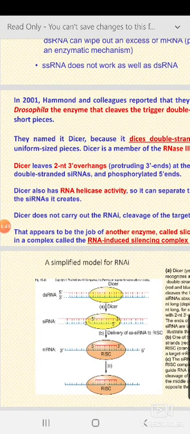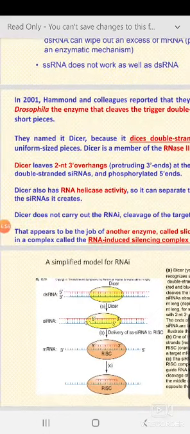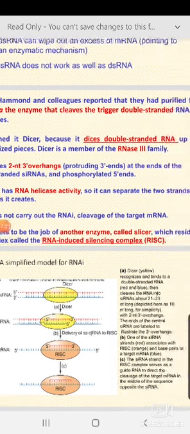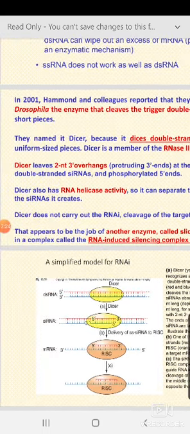Dicer cleaves leaving a 2 nucleotide 3' overhang. That means we have 2 extra nucleotides on the 3' side at the end of the double-stranded siRNA. After Dicer treatment, I am getting short interfering RNA, that is siRNA. Understood? And a phosphorylated 5' end. Now, Dicer also has an RNA helicase activity. Why it is required, you will understand later. So it can separate the two strands of the siRNA it creates.